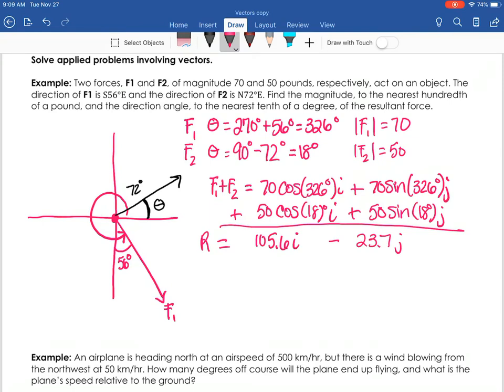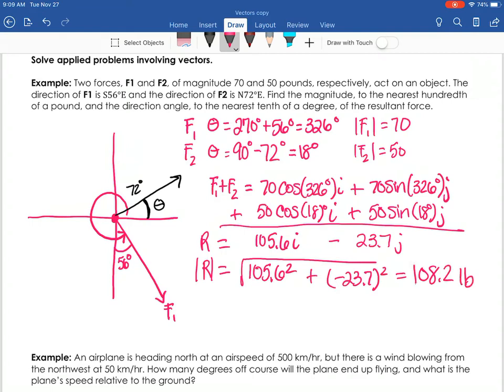Okay, so here's my resultant. So now I need to find the magnitude of my resultant. So I'm going to take 105.6 squared plus a negative 23.7 squared. And I put that in the calculator, I get 108.2 pounds. So that means if I have a vector of force, 50 pounds pushing this way, 70 pounds pushing this way, together they create a force of 108.2 pounds pushing it this way. Okay?